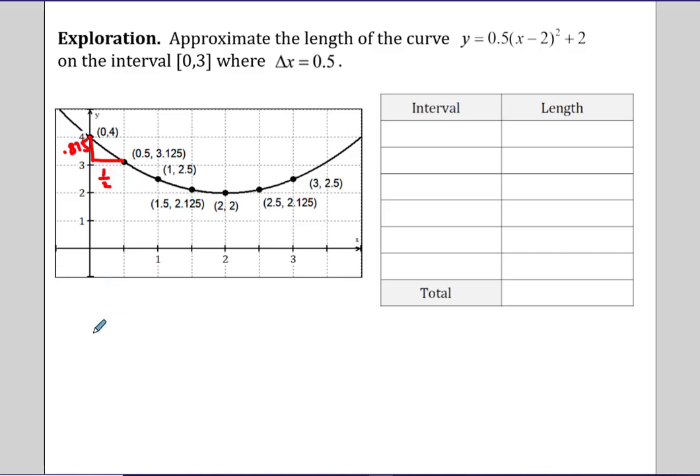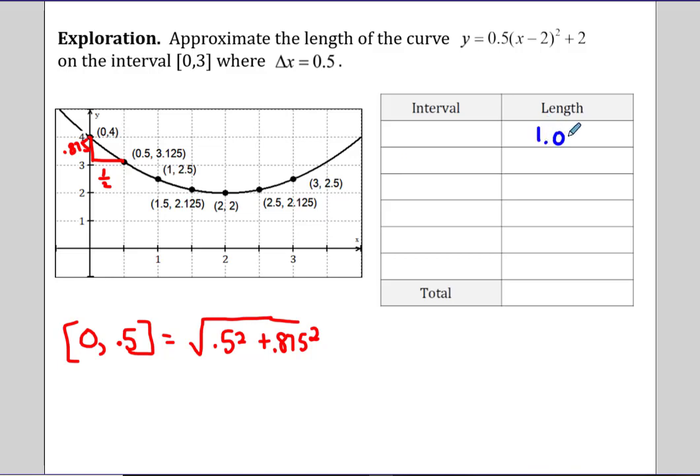0.875, and the length of that curve from 0 to a half would be found by using the square root of a squared, which is a half squared, plus b squared, which is 0.875 squared, and that calculation is going to be 1.00778, and I'm using my Inspire calculator for that.